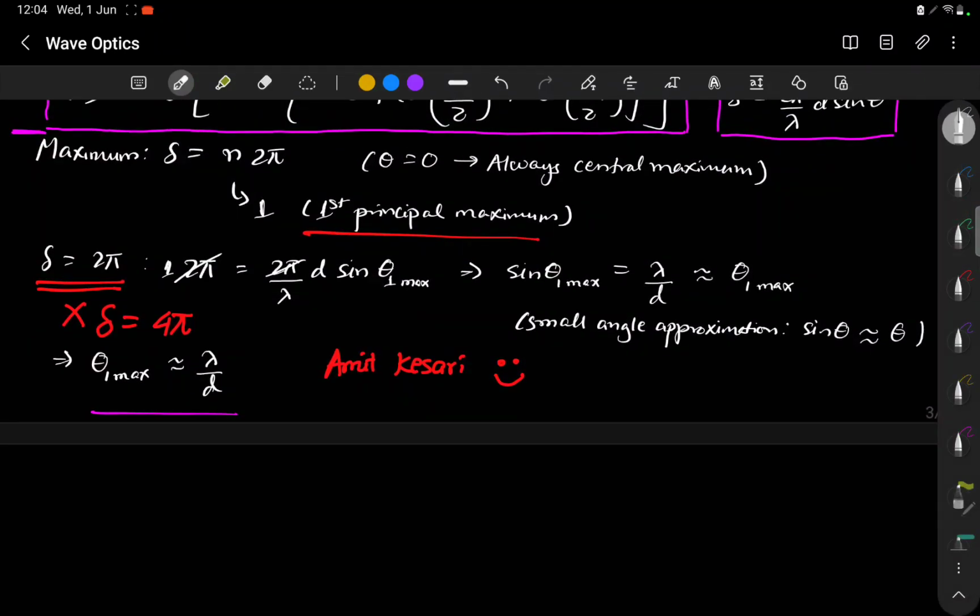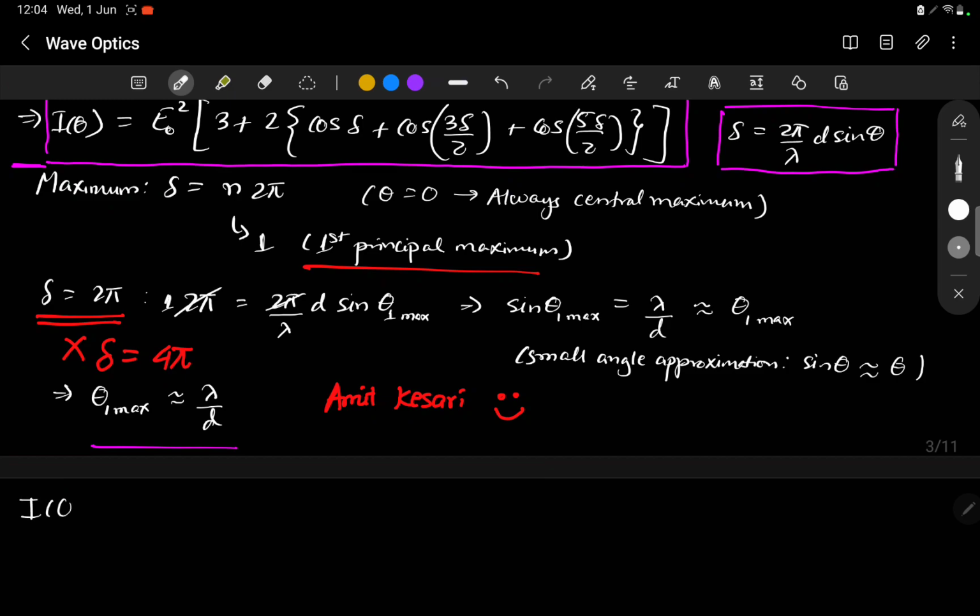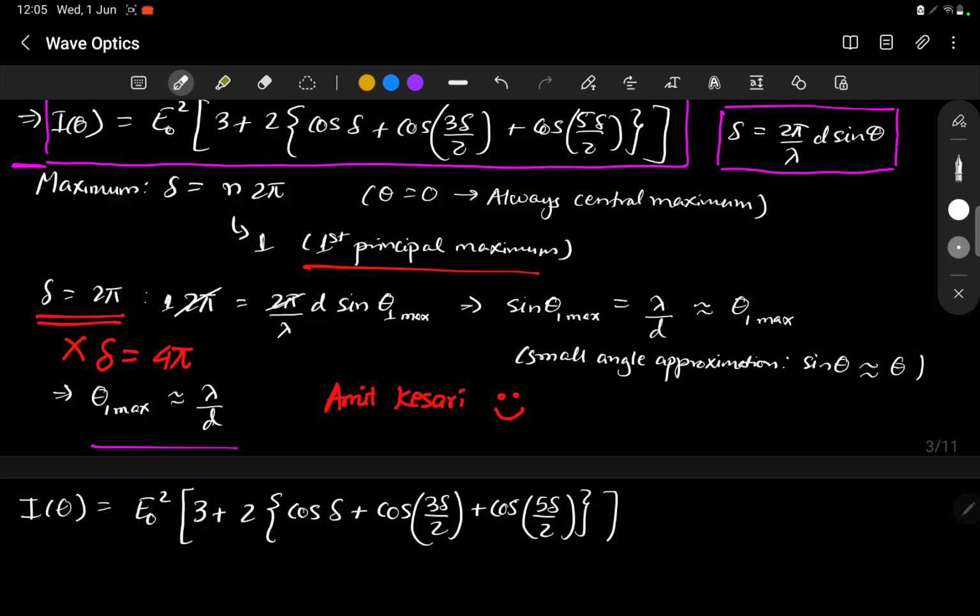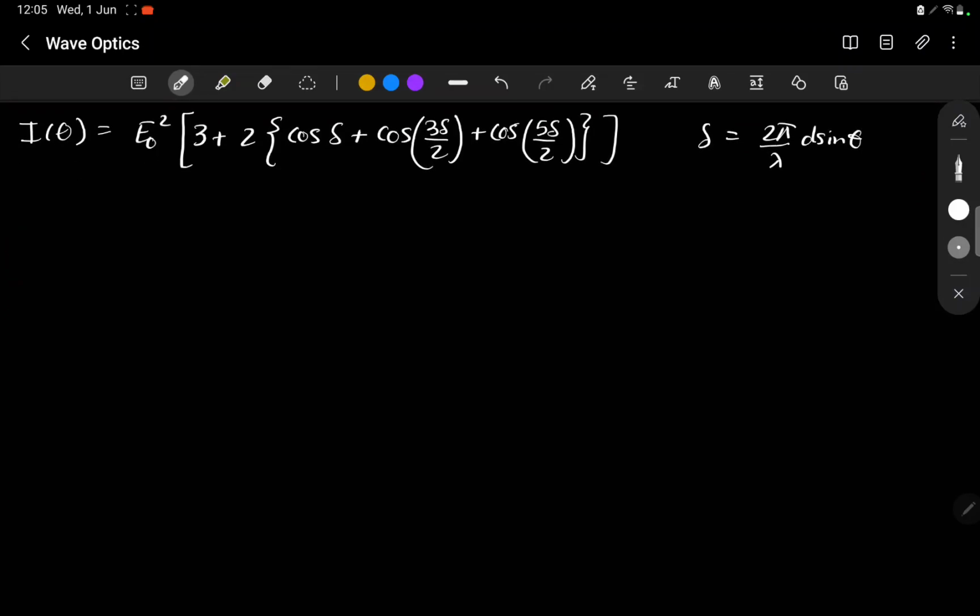Let me write down the intensity expression. The intensity expression is as follows. I'm just rewriting it. So this is the intensity expression. Now maximum is going to occur when each of these cosine terms gives us a value of 1. That is the condition for maximum. So maximum will occur when each cosine term equals 1.